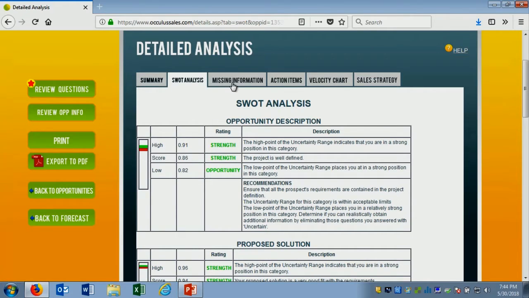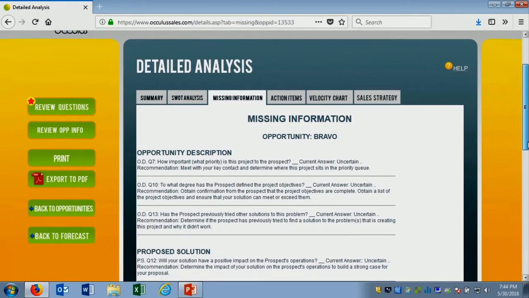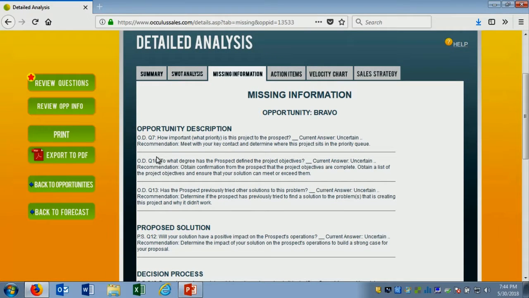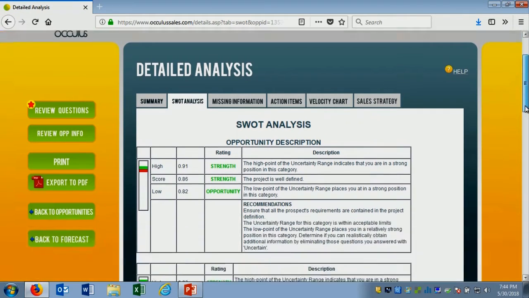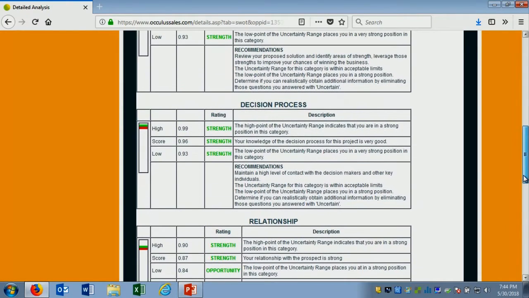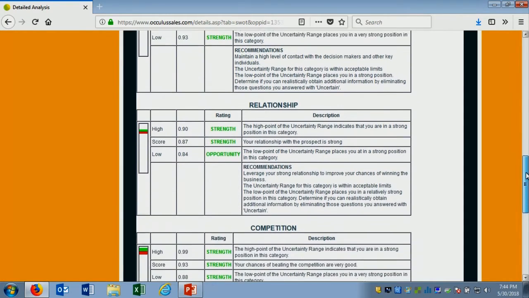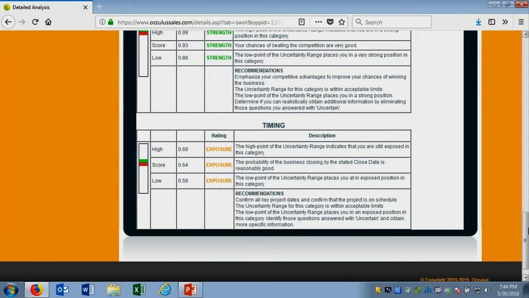And just taking it one step further, it'll tell you what the questions are that you put uncertain. Here you go, question number 7, 10, and 13. I won't go into reading them. But let's go back to the SWOT analysis, because everything here is a strength. As you can see, it's a strength for the decision process. The relationship is a strength. Competition is a strength. But look at the timing part of it.